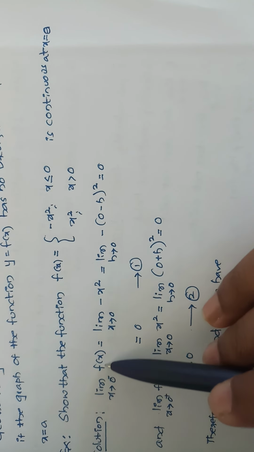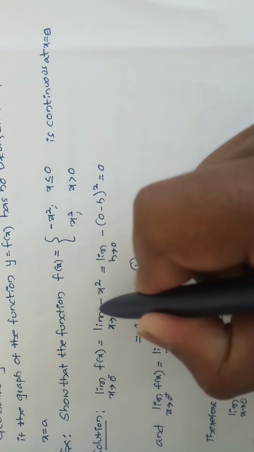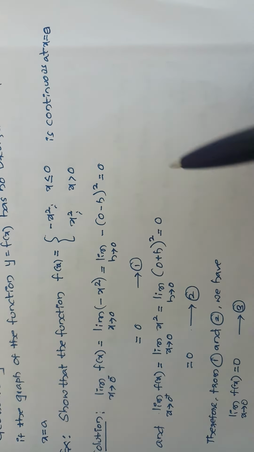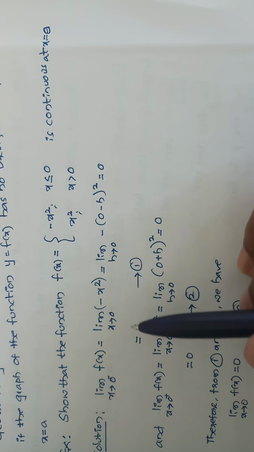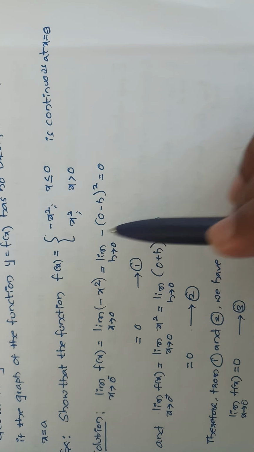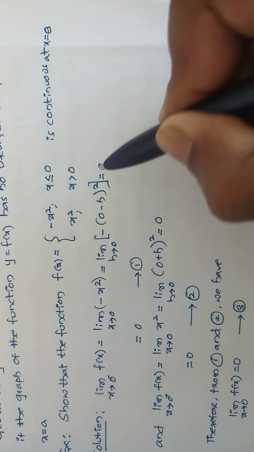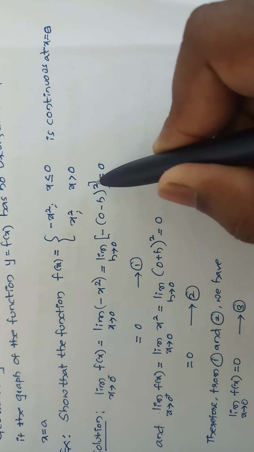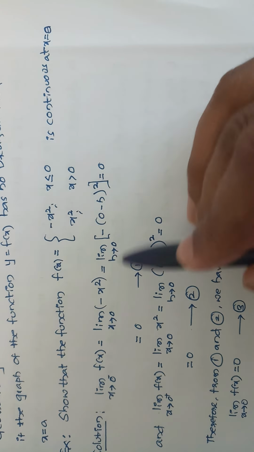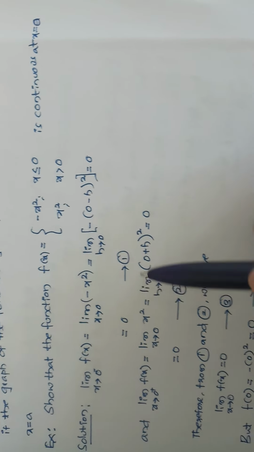So here I take the left hand limit, which is limit x tends to 0 of minus x square. Substituting the value, x is 0 minus h, so it becomes limit h tends to 0 of minus of (0 minus h) whole square. If you substitute h tends to 0, it becomes 0. So your left hand limit becomes 0.